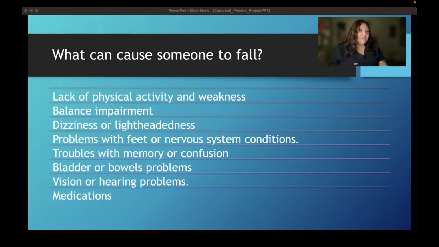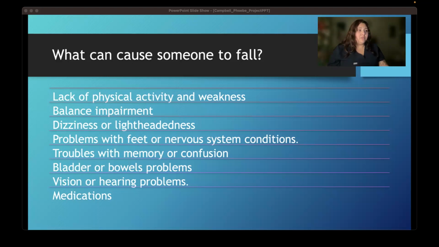Problems with feet or nervous issues. This is talking about people with neuropathy in their feet causing pain, numbness, or tingling, making it harder for them to feel the ground they're walking on. Confusion and memory problems definitely make it easier to fall, and not in the sense that the person might be unsteady, but because they might be a little confused or turned around. Bladder or bowel problems. This is talking about urgency or frequency. So when someone has to go to the bathroom quickly, then they might not be too aware of their surroundings and the hazards that can cause a fall around them.